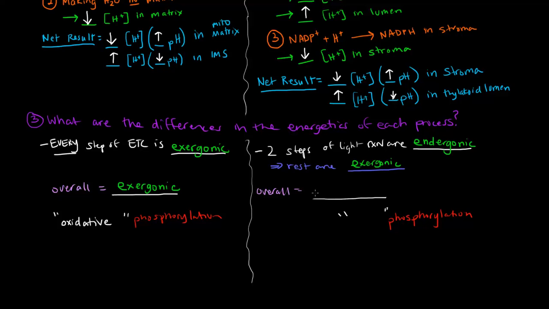Now, but what is the overall process? Well, if you sum up the delta G's from all these reactions, what you end up getting is an overall endergonic process. The entire process itself requires light. And so because of that, essentially what they call it here is the phosphorylation is driven by the energy of light and is therefore called photophosphorylation.